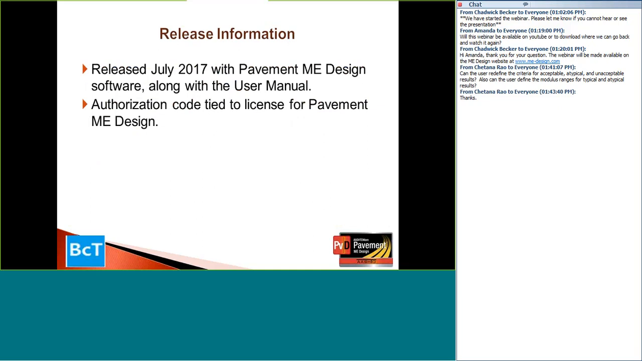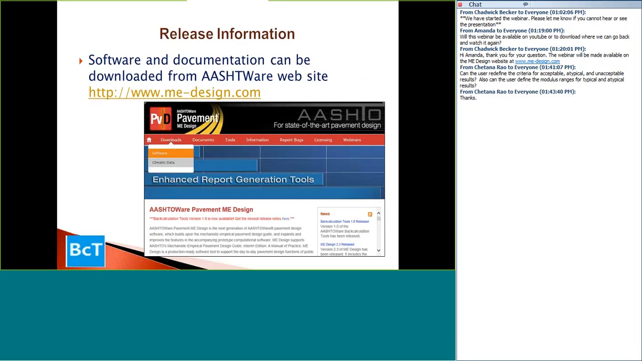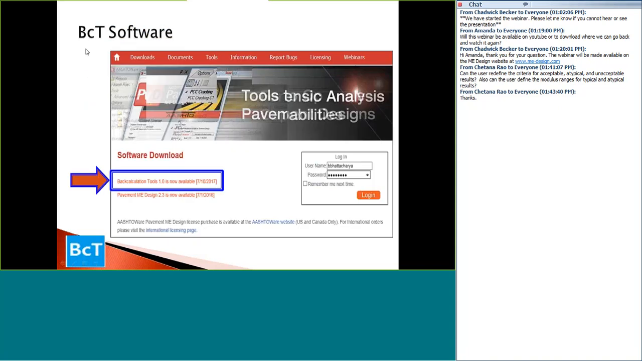Okay, so as John said, the program was recently released last month along with the pavement ME design software. The user manual is also available, and the authorization code for using the back calculation tool is tied to your license for pavement ME design. The software and documents can be downloaded from the website. Under downloads for the software, that gets you to the download, and I'm sure many of you have already gone through this, but this gets you to the back calculation tool.